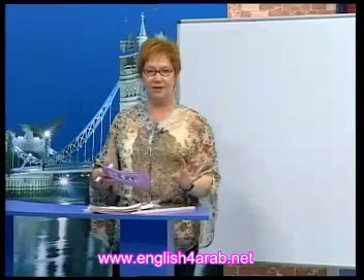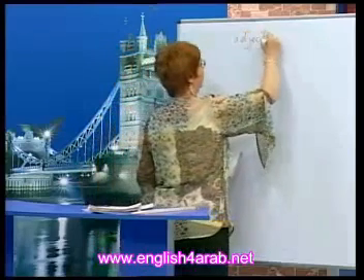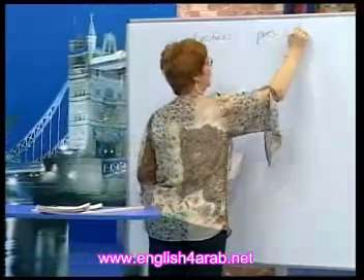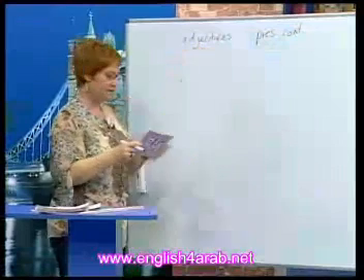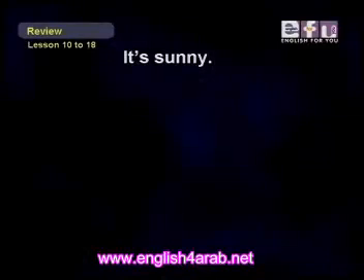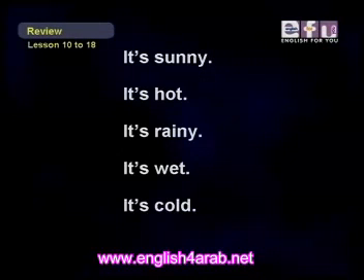Okay, now, when we talk about what the weather is doing now, we can use present continuous. So, we can use adjectives, or we can use the present continuous. So, we'll look at these two ways to talk about the weather. First, we'll talk about adjectives. Now, here are some things we can say. It's sunny. It's hot. It's rainy. It's wet. It's cold. And it's windy.